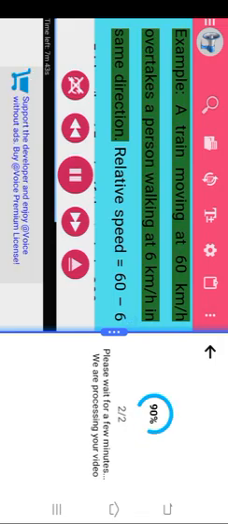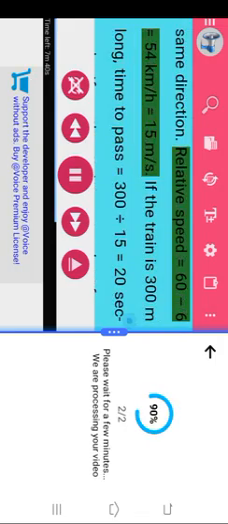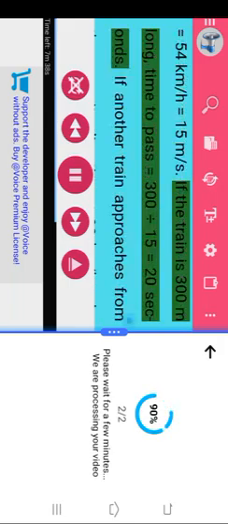Example: a train moving at 60 kilometers per hour overtakes a person walking at 6 kilometers per hour in the same direction. Relative speed equals 60 minus 6 equals 54 kilometers per hour equals 15 meters per second. If the train is 300 meters long, time to pass equals 300 divided by 15 equals 20 seconds.